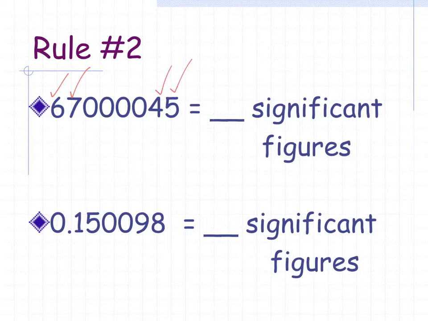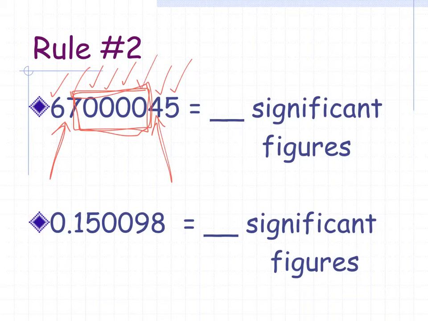The 4 and the 5 are also significant because they're a 1 through 9 number. These are all sandwich zeros. And when I say sandwich, they're sandwiched between the 7 and the 4. They get sandwiched between 2 significant numbers, so they automatically count. So in this number, we would say we had 8 significant figures.